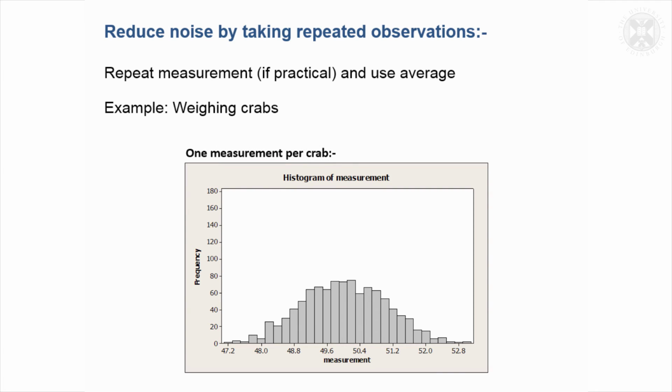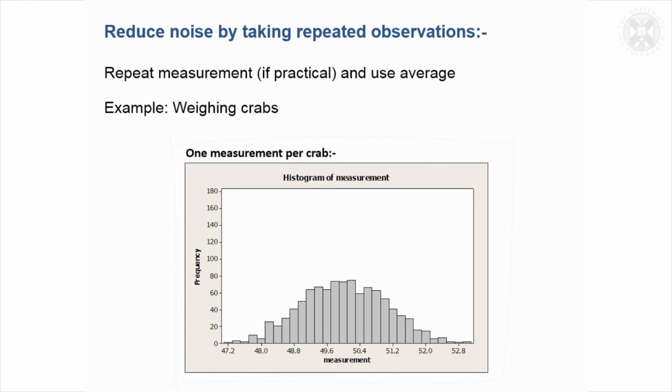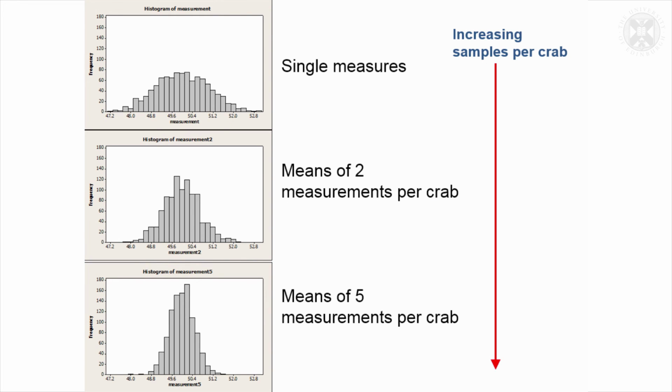I said you could reduce variation, or what you might call noise, in the data by taking repeated observations, and I thought it might be helpful just to show an example of this. In this experiment that was reported, the weight of crabs was measured on one occasion, and this is the distribution of the weights of the crabs that was obtained, a histogram showing how many were each weight. But you could potentially recatch the crabs and weigh them again, and this is what was done in this experiment. They were actually weighed on five different occasions.